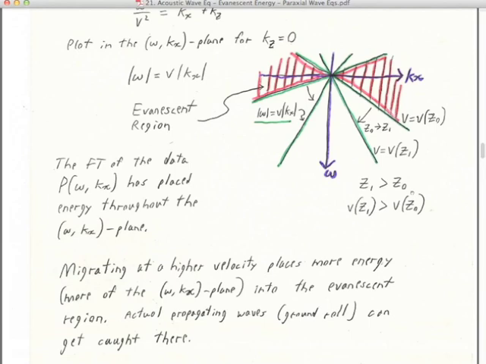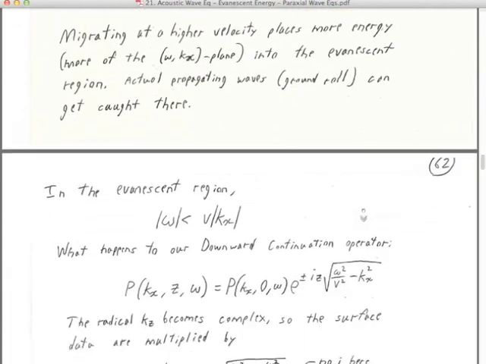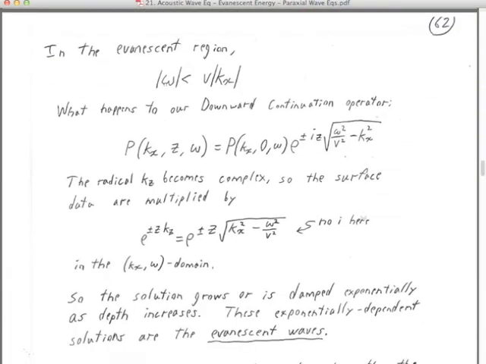Now, you know what happens when energy lands too close here to the kx axis. Basically, it's coming at a velocity that is lower than the green line that we're using, depending on the velocity we're using. So, in the evanescent region, the absolute value of omega is less than v times the absolute value of kx. So, let's see what happens to our downward continuation operator.